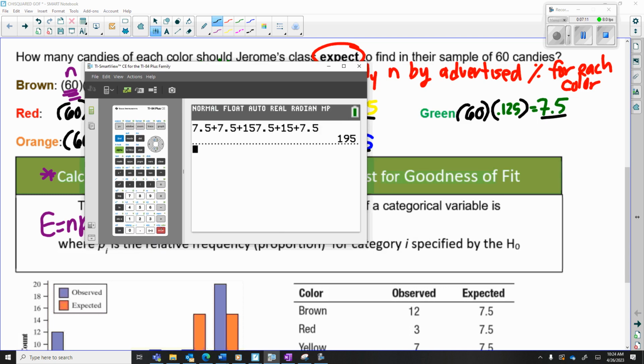What did I do wrong? Oh no. All right, I got to insert a plus sign here. Sorry. All right, so once we have that, that's great. Now we have our expected counts.